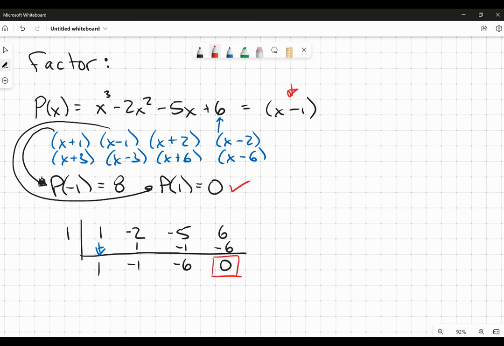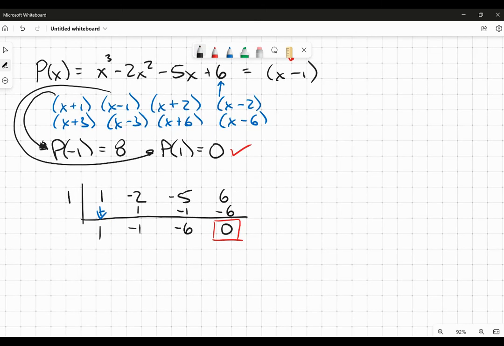That's my remainder, which is awesome because that basically confirms for me that x minus 1 is a factor. And then what I do is I take a look at what I'm left with here. And based on that, I can interpret that this is going to be x squared minus x minus 6. So that's the quadratic that I get as a result.